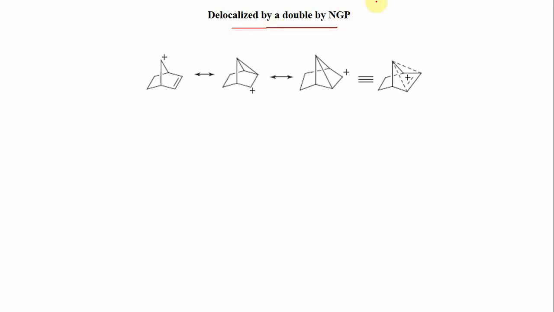Non-classical carbocations can also form by delocalization of a double bond by neighboring group participation. Now for example in this case, this double bond is not at the allylic position, or it is not in conjugation with this positive charge, but yet these pi electrons can be transferred to this carbon with a positive charge. So that results in a formation of a sigma bond between this carbon and this carbon.